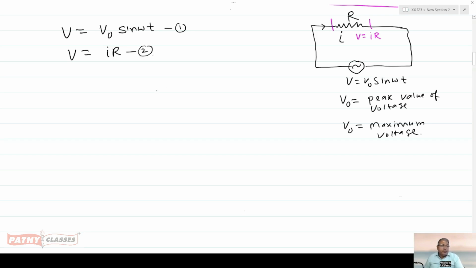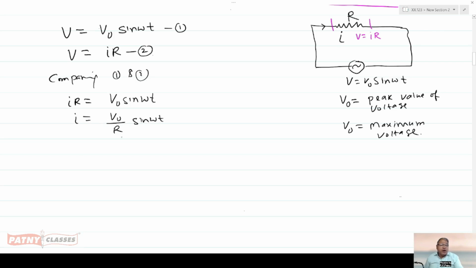Now we need to find the expression for instantaneous current. We have written the equation for voltage as V equals V naught sin omega t. That equation is for the instantaneous value of the voltage. So similarly, what is the instantaneous value of the current? For that, I have equations 1 and 2. Comparing 1 and 2, what do I get? I into R equals V naught sin omega t. Therefore, I equals V naught upon R sin omega t.